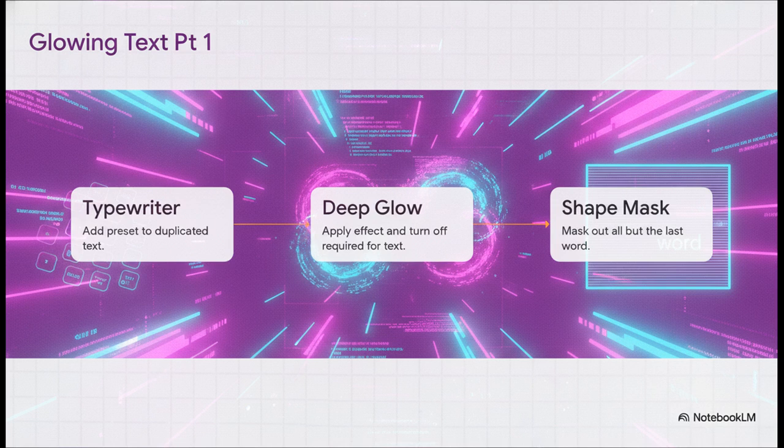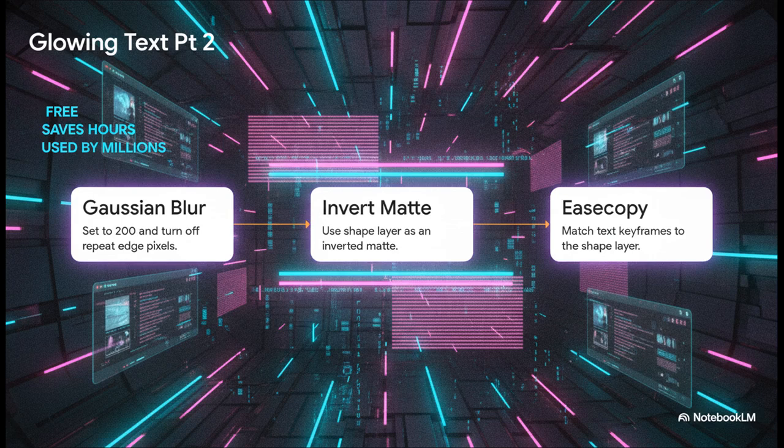Step 3, grab your shape tool and create a shape layer that masks out everything except the very last word of your text. We're using a shape mask, so we isolate only the exact word we want to highlight. Moving right on to Step 4, we need to make that digital light react naturally. So, add a Gaussian blur to that shape layer, crank the blurriness all the way up to 200, and ensure repeat edge pixels is turned off.